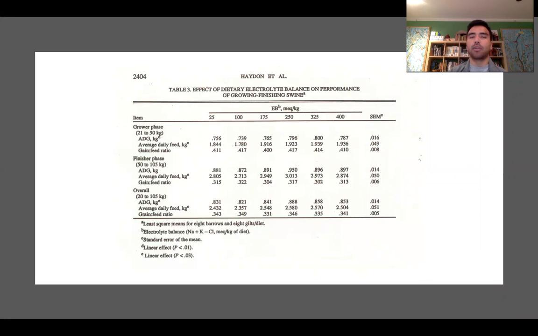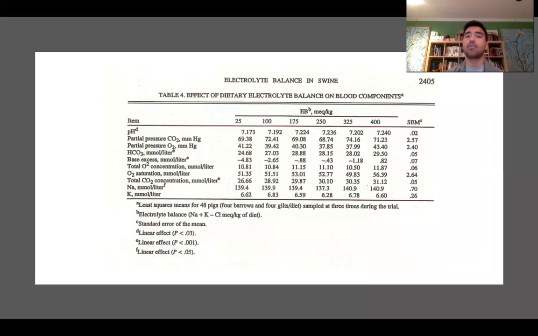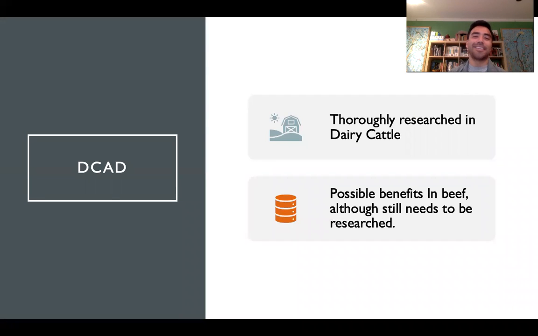Hayden performed a similar study, except in swine in 1990, and while he did not see similar dry matter intake changes, he did see similar physiological changes within the acid-base balance. And so he observed an increase in pH, an increase in bicarbonate, as he increased dietary electrolyte balance within the diet.